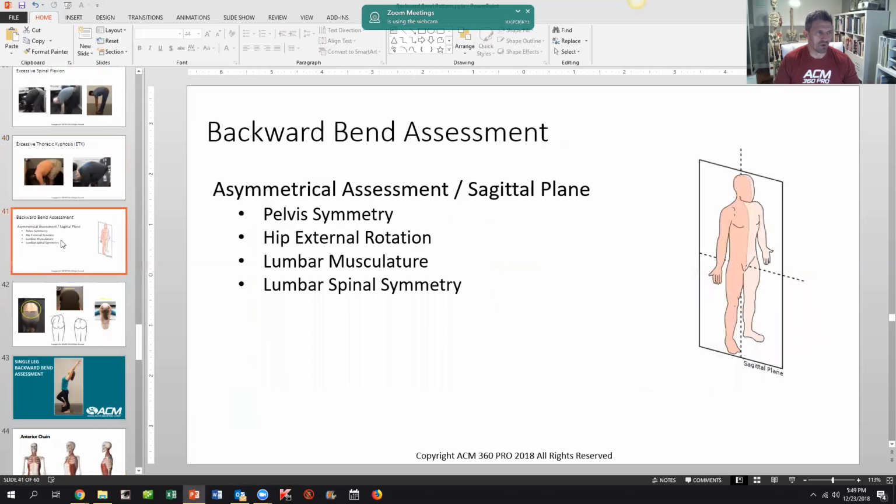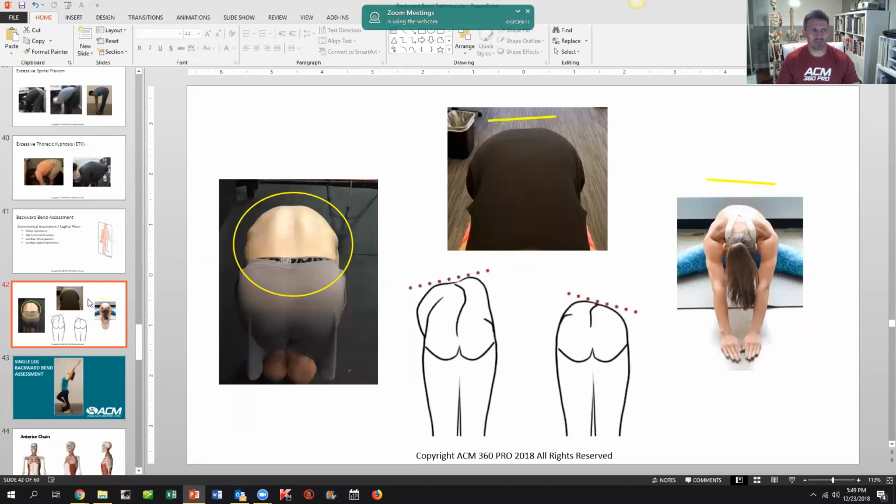Real quick, the backward bend assessment from an asymmetrical standpoint, we talked about it in the toe touching pattern. And so again, when I see an asymmetry in the toe touching pattern, a difference from one side to the other, meaning I see oversized musculature on one side of the erectors than the other side, or I see a difference in pelvic alignment, or even someone's thoracic tilt, it's going to key me into looking at something in their backward bend.